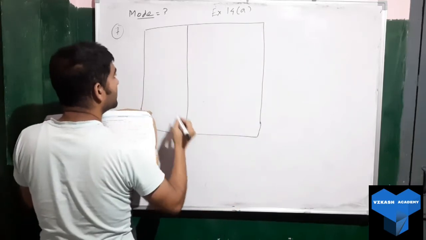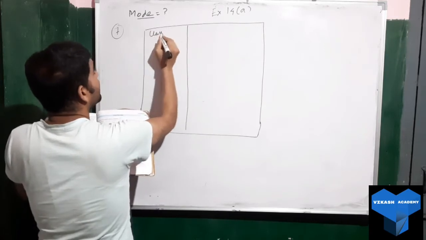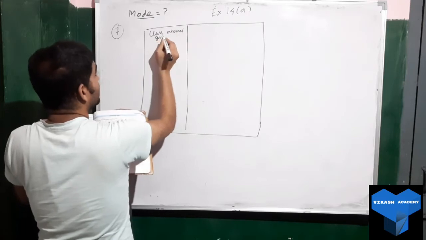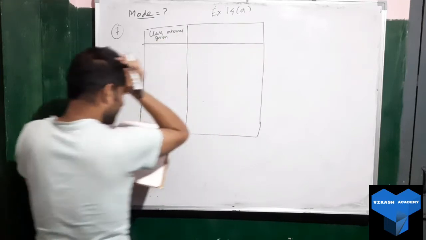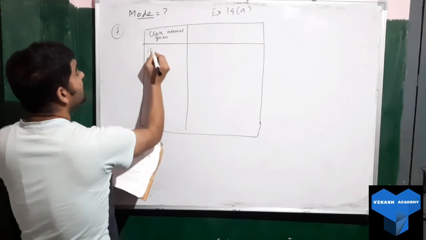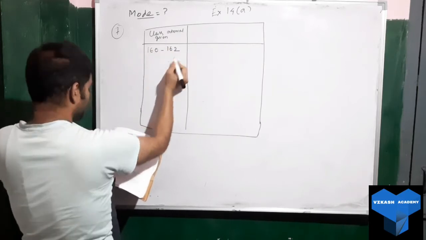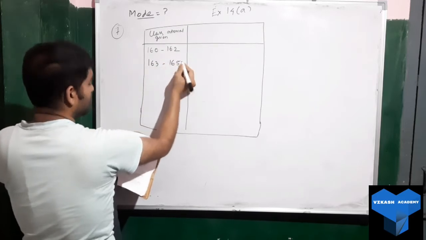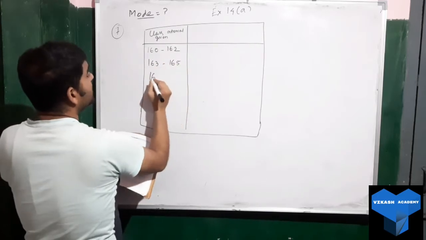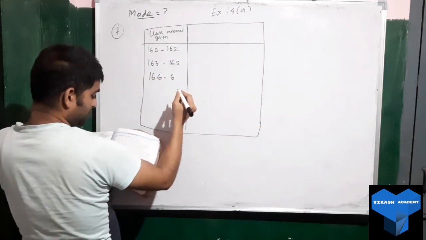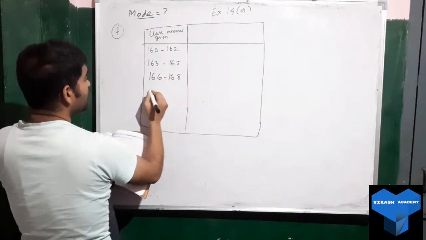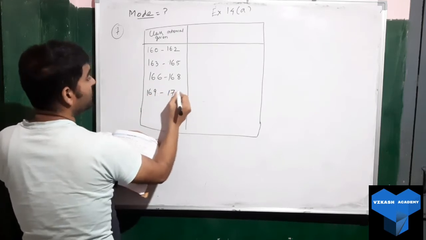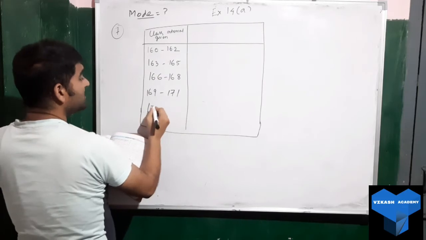Question number 7.1. So we have the class interval. This is the given class interval. You will see from here we have 160 to 162. Next we have 163 to 165. Next we have 166 to 168. Next we have 169 to 171. Next we have 172 to 174.